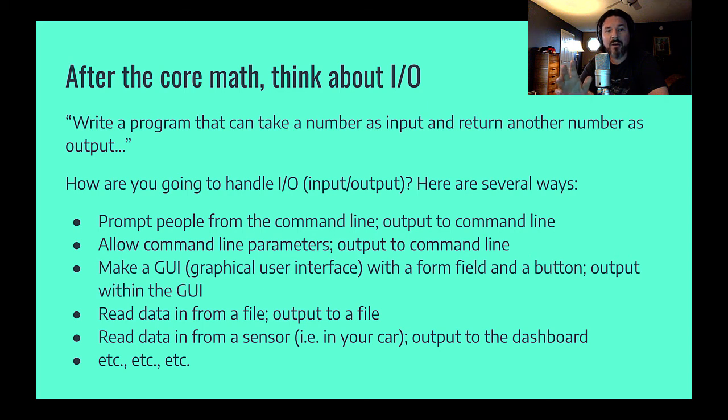And you have to think about, okay, where is that input going to come from and where is that output going to go to? And here are several possibilities that would all satisfy that particular problem, right? You could prompt people from the command line. So on the command line, you could have a question that says, what's the MPG? And they could type it and hit enter, and then we could output the kilometers per liter right below it.